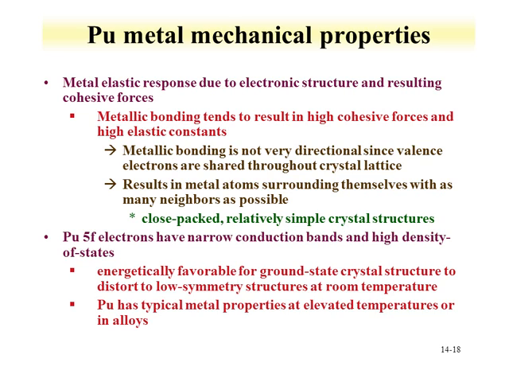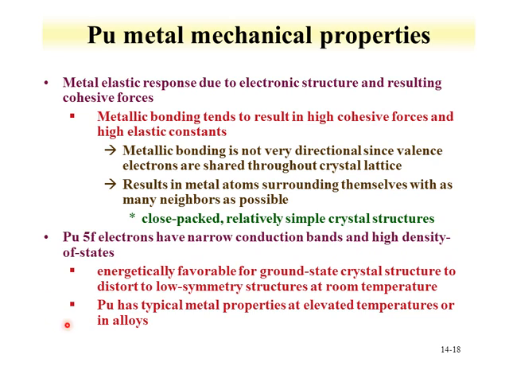So plutonium metal has an elastic response. This is again due to the electron structure and resulting cohesive forces. Metallic bonds, when they interact, tend to have high cohesive forces that give high elastic constants. Now, metallic bonding is not very directional, right? Since the electrons that these metal ions are sharing should be shared throughout the lattice. So this results in metal atoms that surround themselves with as many neighbors as possible, so they're close packed and relatively simple structures. Now, as we've already seen with the plutonium 5F electrons, they have relatively narrow conducting bands with high densities of states.